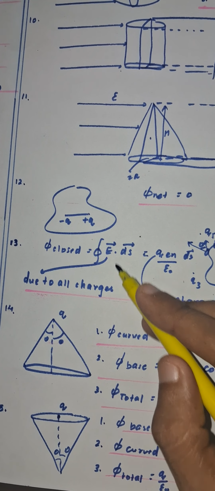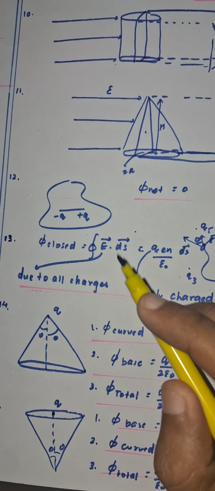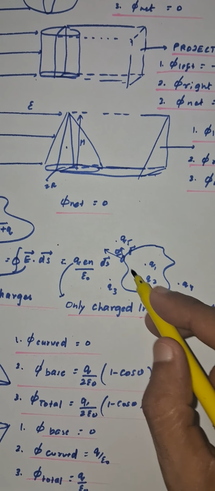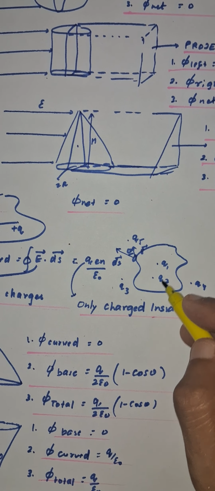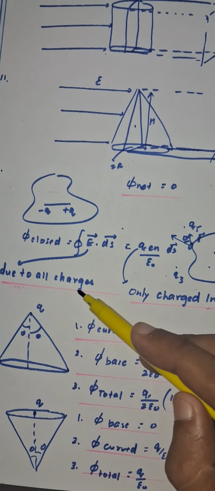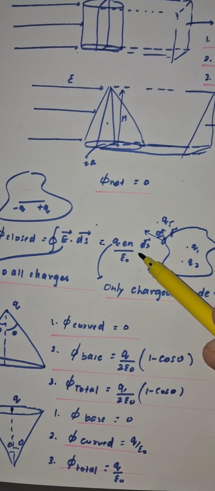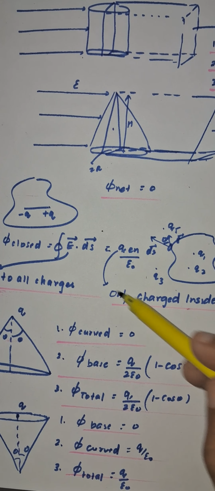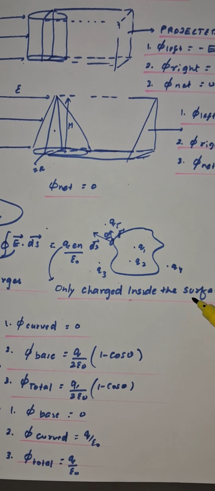The flux through the closed surface is the surface integration of E dot ds. Here an important case is, suppose this is a surface, 2 charges are inside the surface and 3 are outside. So here this electric field term is due to all the charges q1, q2, q3, q4, q5. But this q enclosed contains only charges inside the surface.